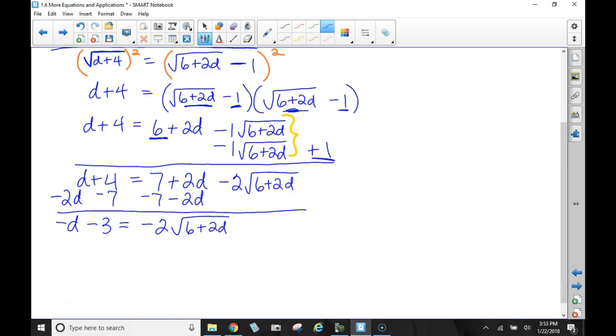Hey, all of those terms are negative. You don't have to, but I think it'd be a little easier for us to go ahead and multiply both sides by negative 1. The reason I want to do that is, first of all, I can. It's legal. And second, that's going to give me a nicer equation: d plus 3 equals now a positive 2 times the square root of 6 plus 2d.